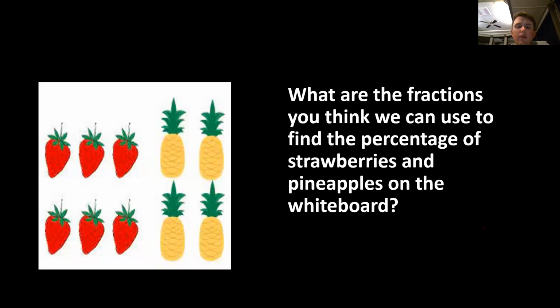What are the fractions you think we can use to find the percentages of strawberries and pineapples on the whiteboard? Think about this. I'll give you some time to think about it. Pause the video to think about it.